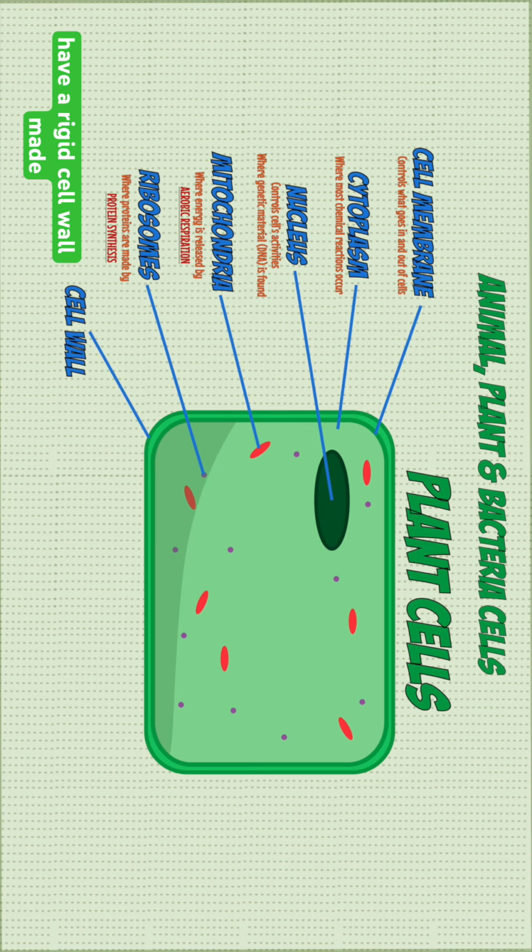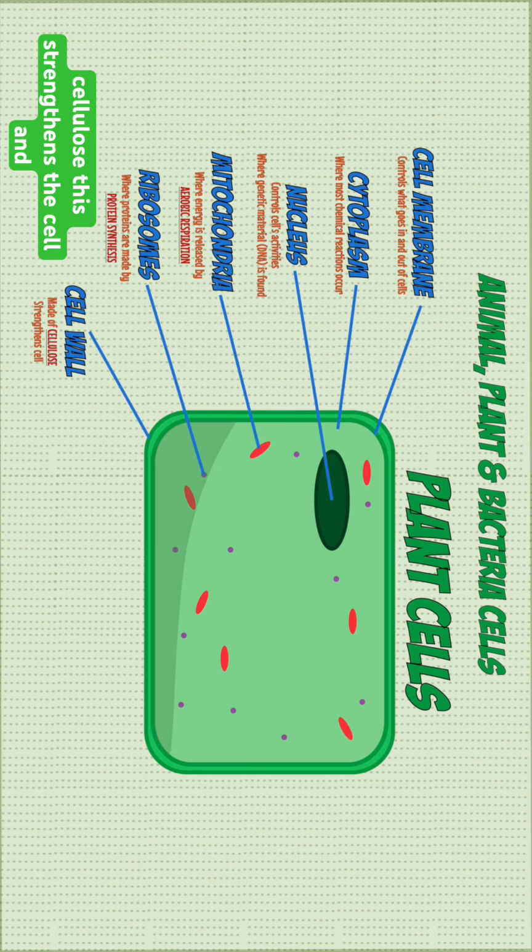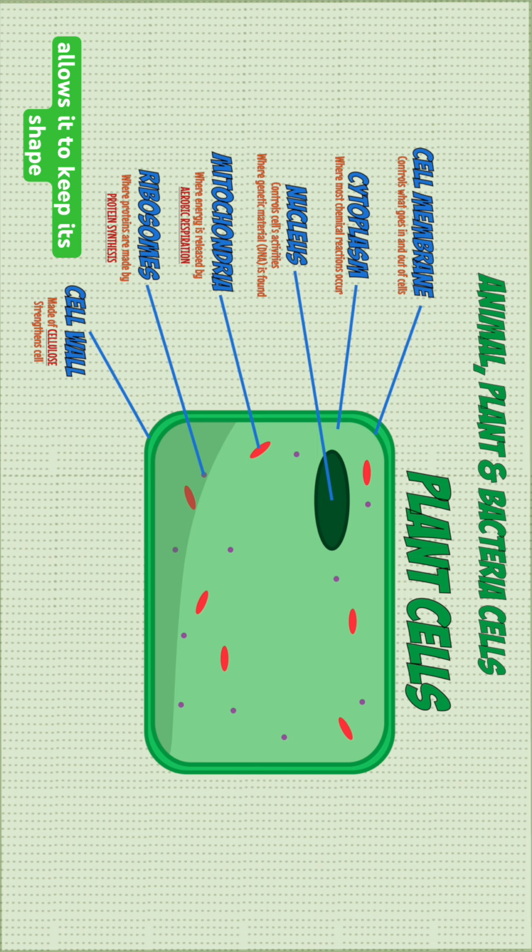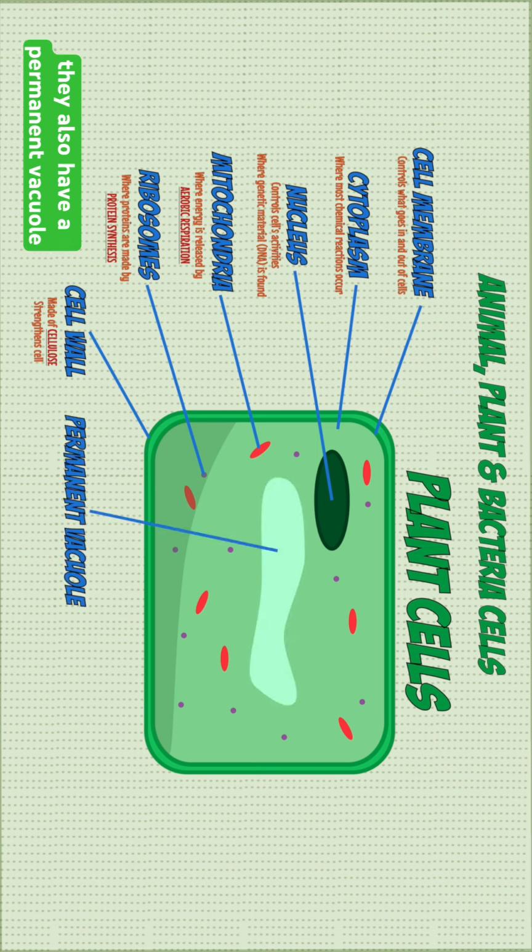They have a rigid cell wall made up of a substance known as cellulose. This strengthens the cell and allows it to keep its shape. They also have a permanent vacuole which contains cell sap. Cell sap is just a solution of sugar and salt, which also helps to support the shape of the cell.